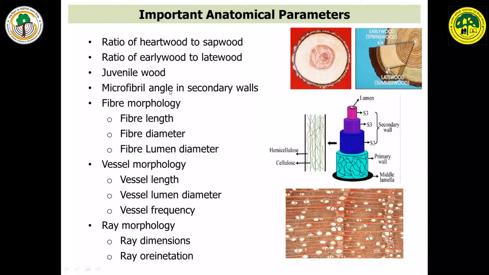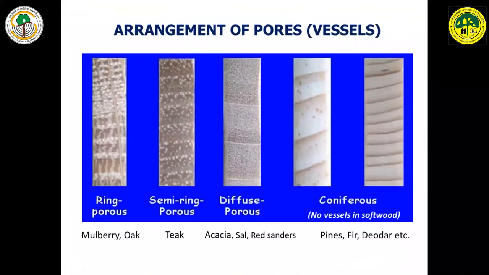That angle is very important while we determine wood utilization, so we have to measure this angle. Then fiber morphology: fiber length, fiber diameter, fiber lumen diameter; and vessel morphology. The holes you can see here, the pores, are called the vessels. So vessel length, vessel diameter, vessel frequency, these are very important parameters while we study the wood structure.